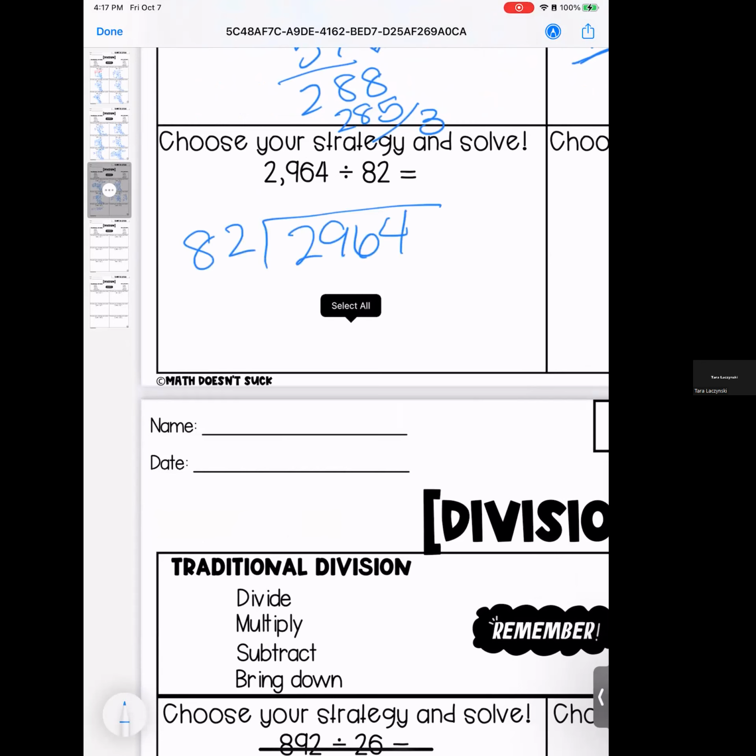So this one, we are dividing 82 into 2,964. 82 does not go into 2. It does not go into 29. It does go into 296. It's going to go in 3 times. When I do that, I get 246. And when I subtract 246 from 296, I get 50. Bring down my 4. The closest I can get is 6. 6 times 82 is 492.